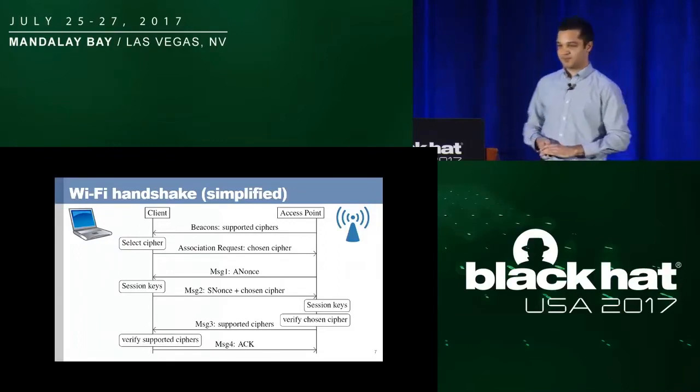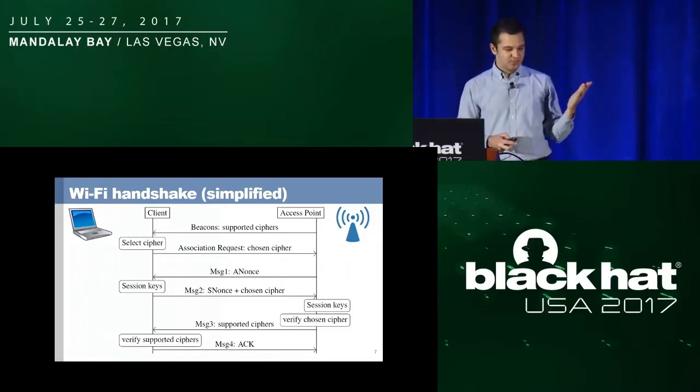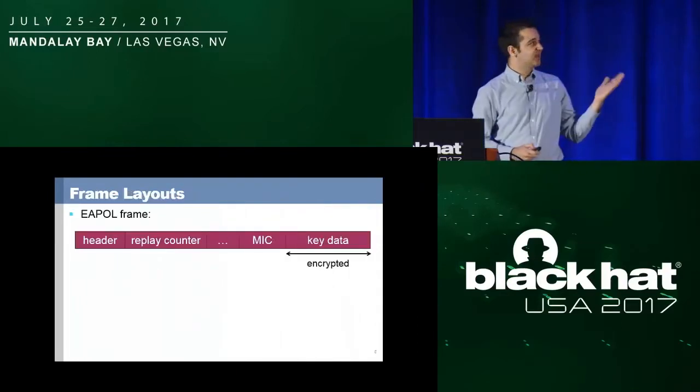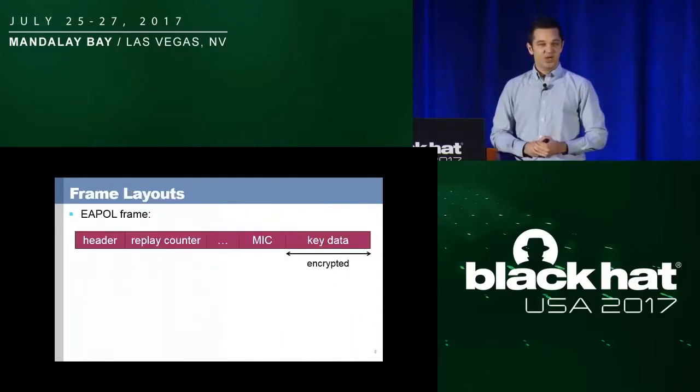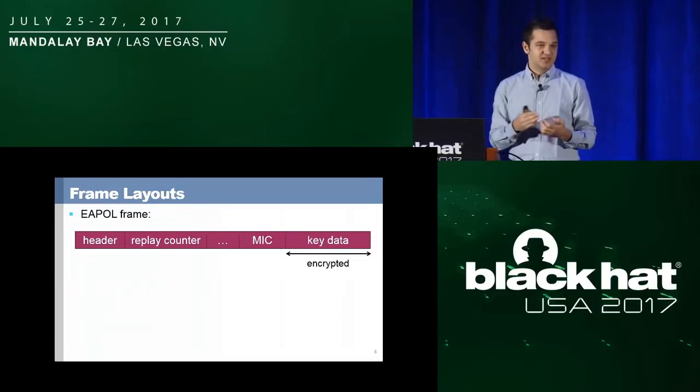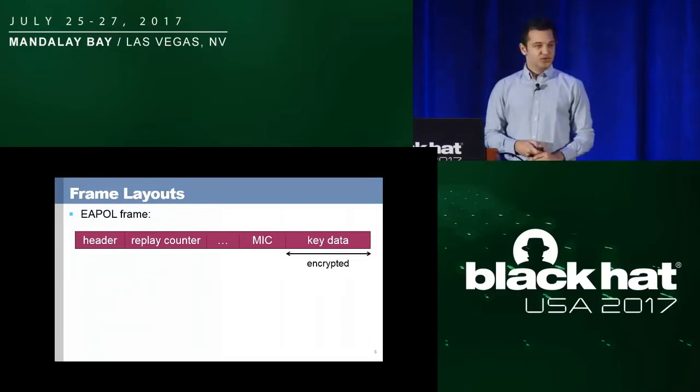Okay, so the next thing you need to know is how these messages are defined? Well, they are defined using EAPOL frames, and simplified, this is the layout of an EAPOL frame. Basically, you have a header with the destination and the source address. You have some flags which identify the message that we are dealing with, for example, is it message 1, 2, 3, or 4? You also have a MIC.